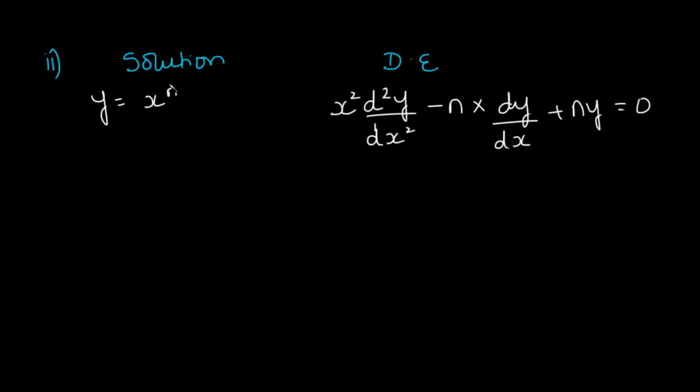That brings us to question 2. Question 2, the function given is y is equal to x raised to n, and the differential equation is given this way. That is, x square d2y by dx2 minus n dy by dx plus ny is equal to 0. We have to prove that this is a solution of the given equation. Now again we will consider this way. That is, consider the given solution as a function y is equal to x raised to n.